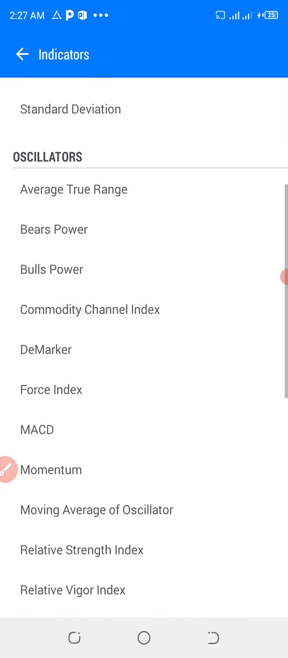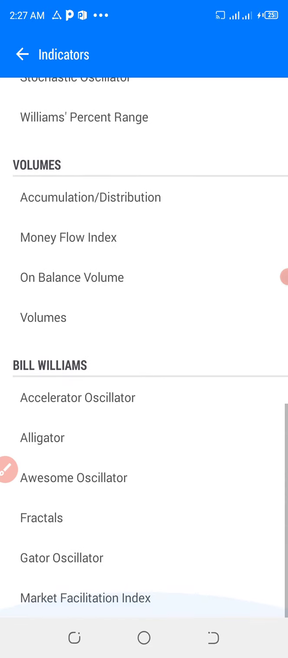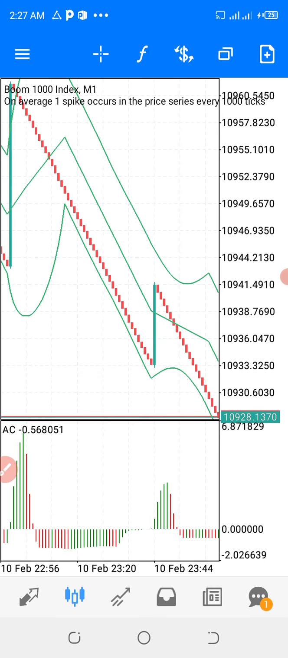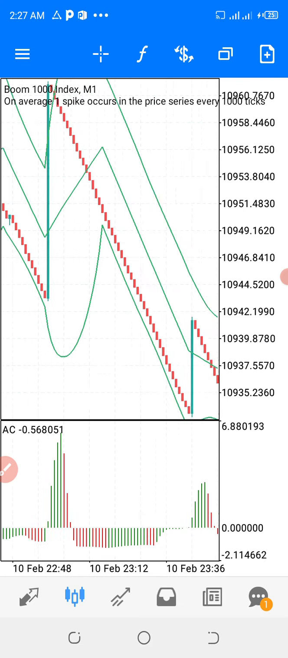Our next indicator, you add it under Bill Williams: the Accelerator Oscillator. Don't mix the two, the RSI and the Accelerator Oscillator. The one we are using is the Accelerator Oscillator. Don't tamper with it, just leave it in the default way. Just press done. As you can see, it's showing down here.